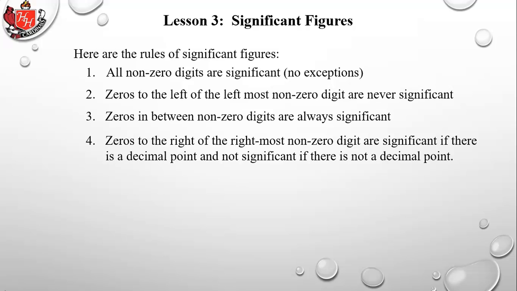Some books will say if there's not a decimal point, those zeros to the right are indeterminate. It's uncertain whether they're meant to be significant or not. But just so that we follow the rules strictly, we're going to say if there's no decimal point, then zeros to the right are not going to be significant.